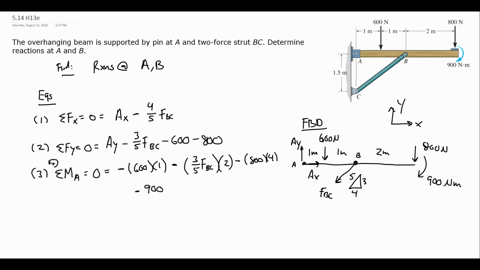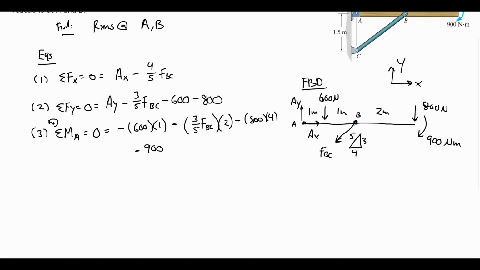And note, it's just that negative 900. I don't multiply it by any distance. It is already a couple. So that has already been accounted for. So these are the 4 things that are going to be in my equation 3.